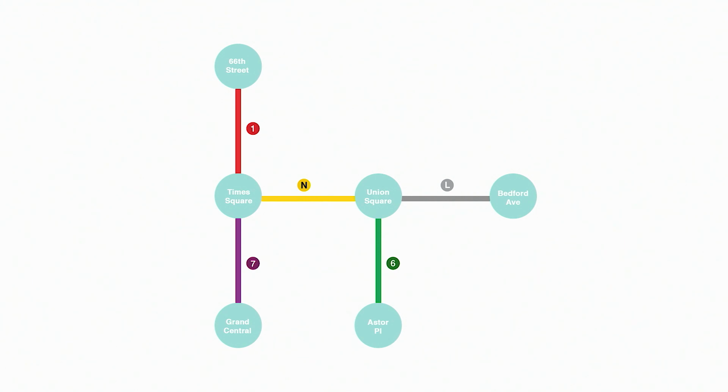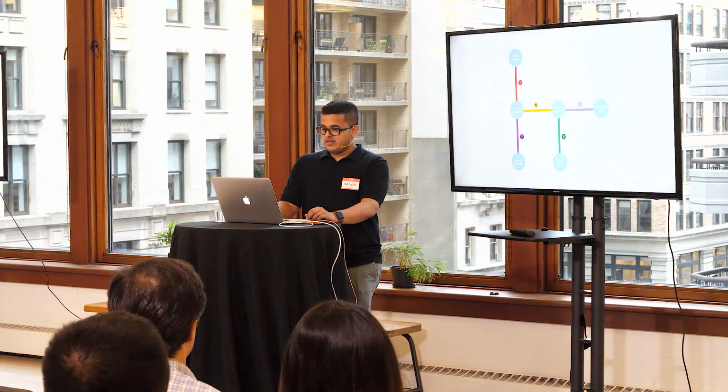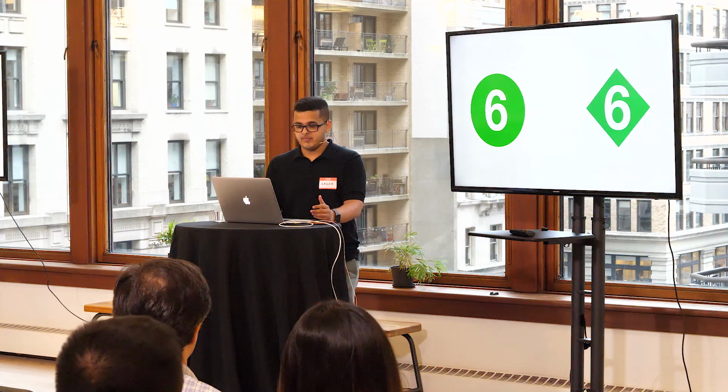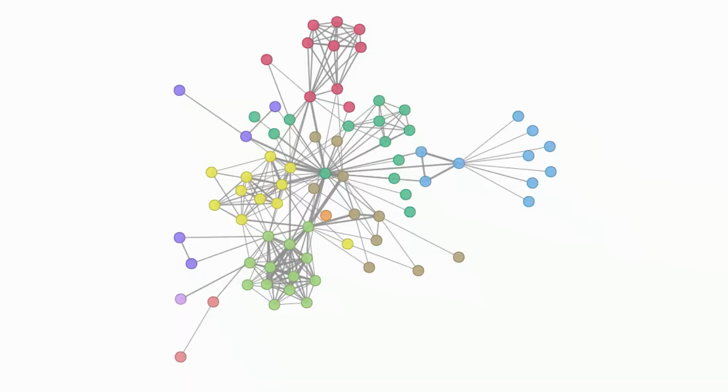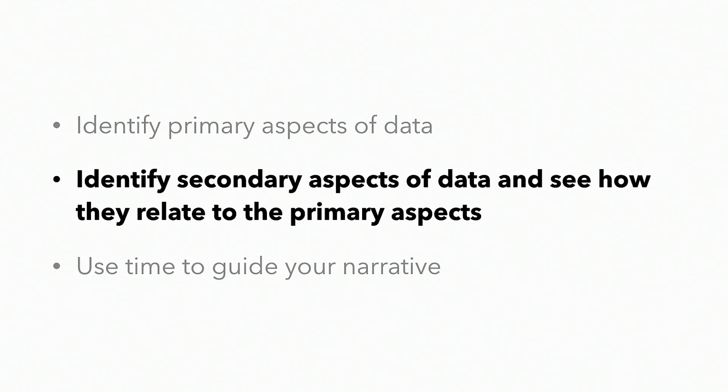But is this visualization really scalable? Probably not. For instance, to distinguish between an express train versus a local train, we might need additional colors or shapes to represent them. And notably, as we add more stations to this network, our graph can become increasingly difficult to understand. And that's where identifying secondary aspects of data and seeing how they relate to the primary ones comes into being.